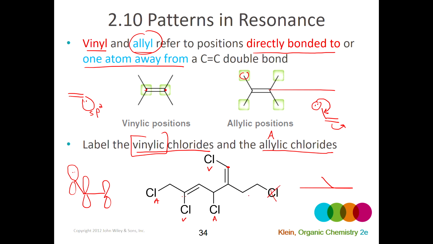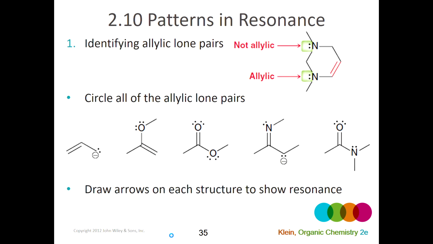My allylic chlorides are this one, and this one, and this one is neither, because it's not close enough to the double bond. It's too many atoms away. So the allylic one is not directly attached to the double bond, it's one more atom away. And this one here, it's not directly attached to the atom involved in the double bond, but it's one atom away from the one involved in the double bond. So hopefully that helps you with those new terms. And now we can start to talk about resonance.